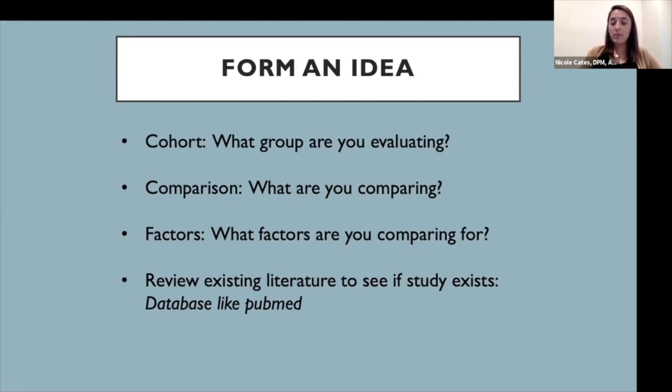And then once you have a formulated idea, you want to look in PubMed or other databases to see if something's already been published in this field.